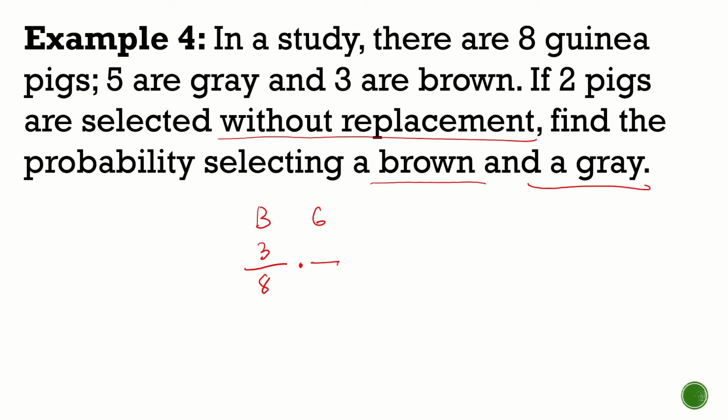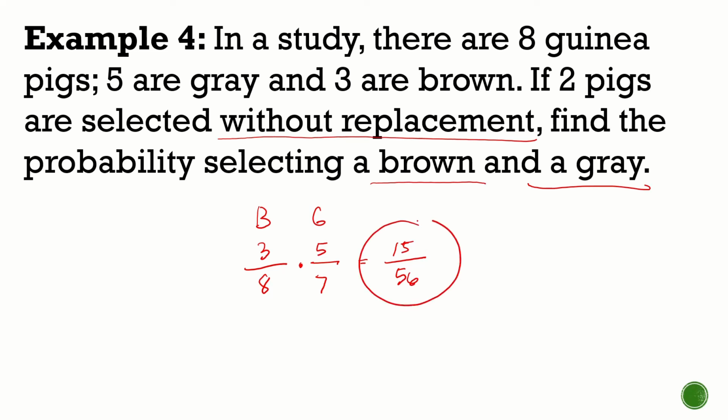Okay, this time we want a gray. So that means it's 5. But the denominator will decrease by 1. 7. Okay. So this is equal to, and I think we can't simplify this. So just multiply 3 times 5. That's 15. And then multiply 8 times 7, and that is equal to 56. There you go. That's the answer for this one.